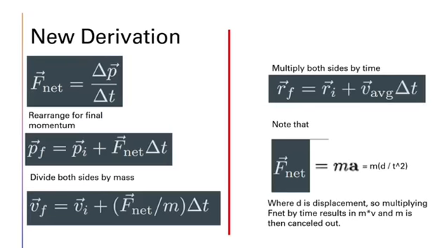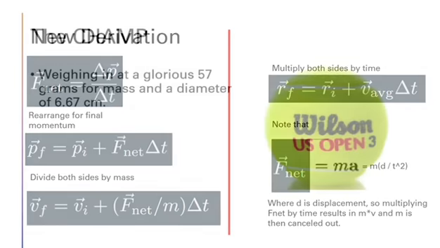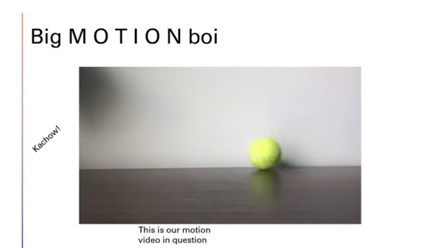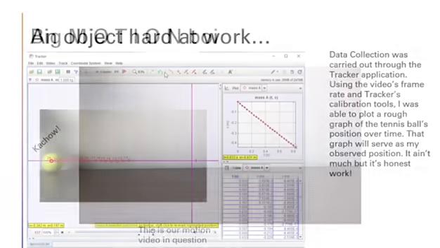And this is how I derive the new subset of equations, starting from change in momentum, arrange for final momentum, divide both sides by mass to reach our velocity update formula, multiply both sides by time to reach our position update formula. And so this is our glorious object, just a tennis ball rolling across the top of my desk. And here's a video of it in the flesh from right to left.